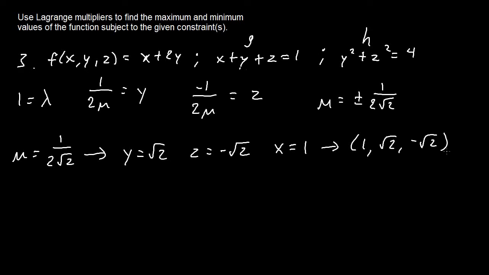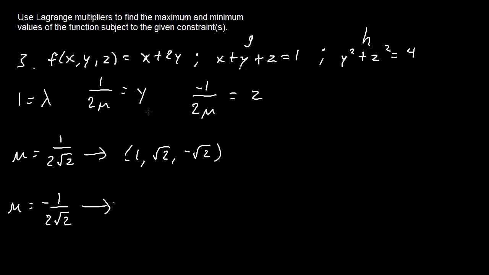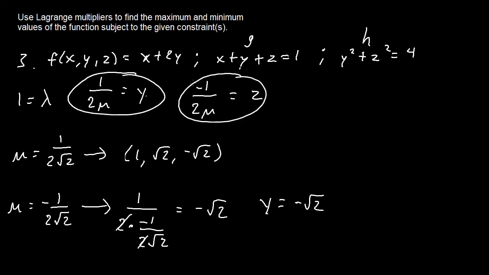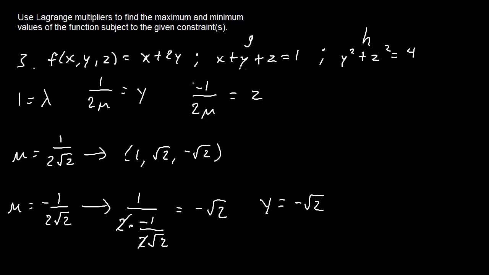So now let's find what x, y, z equal when mu is negative 1 over 2 times the square root of 2. Let's first plug it into the y equation here. So then we get 1 over 2 times mu, which is negative 1 over 2 times the square root of 2. The 2's will cancel, so 1 over negative 1 over square root of 2 is going to be negative square root of 2. So that's going to be our y value. Y is going to equal negative square root of 2. Now if we plug in mu to the z equation, z is similar to y just with a negative. So a negative times a negative square root of 2 would be a positive square root of 2, so that will be our z value.